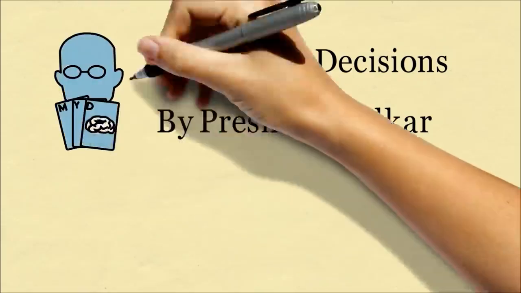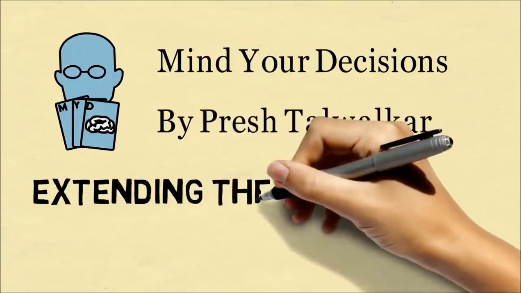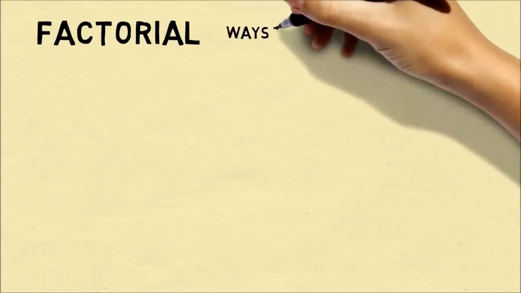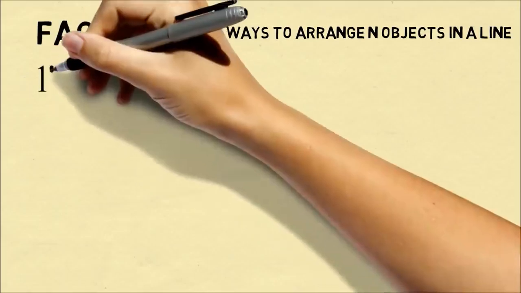Hi, this is Presh Talwalkar. In this video we're going to talk about extending the factorial function beyond the whole numbers and describe the gamma function. For a brief refresher, the factorial function is a way to count the number of arrangements of objects in a line. It's often written with an exclamation point.